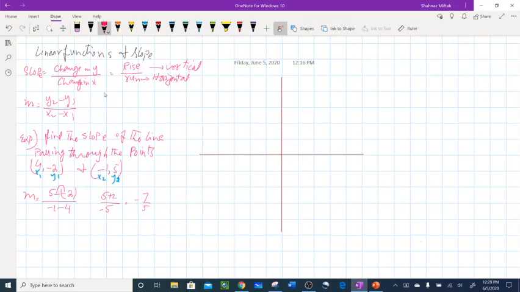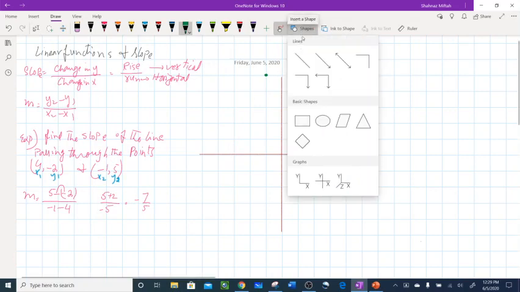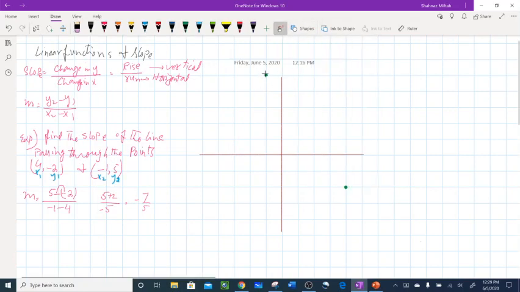And now I'm using rise and run, and I'm using my two ordered pairs. I'm going to plot them here. You have 4 and -2, so 1, 2, 3, 4, and -2, 1, 2. Then you have -1 and +5: 1, 2, 3, 4, 5, right there. Okay, I'm going to draw a line. I'll try to draw a straight line, see if it works. I think it will. Okay, there you go.